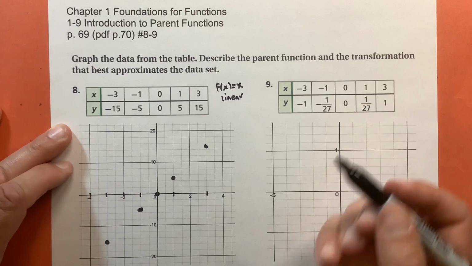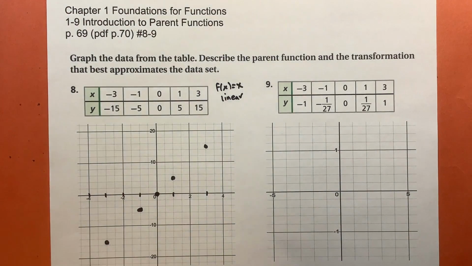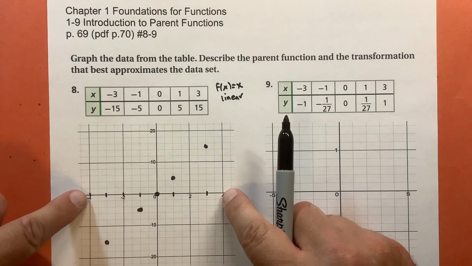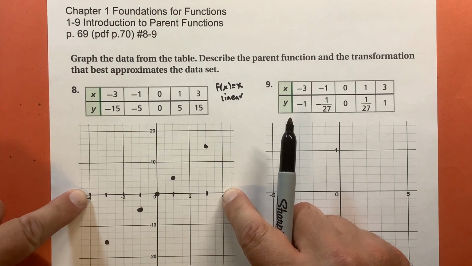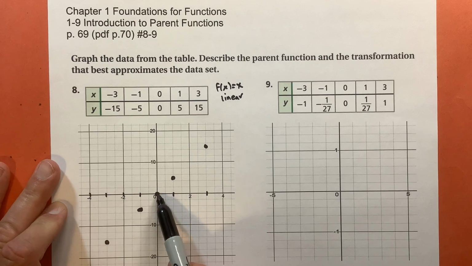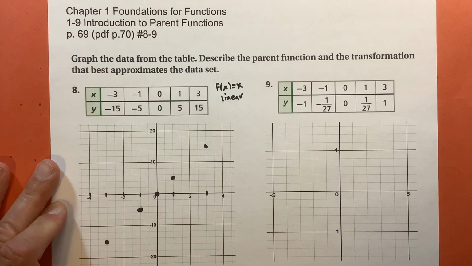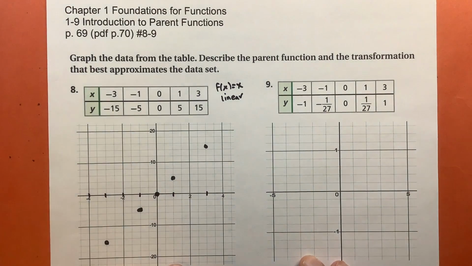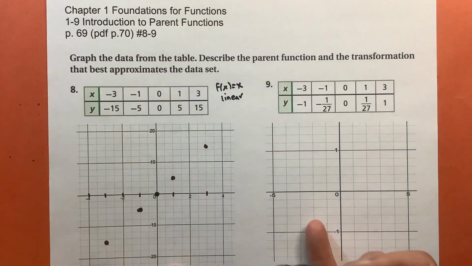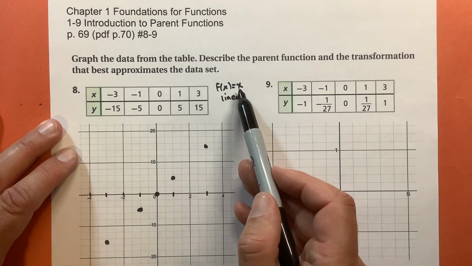And what transformation? It's kind of hard to see because of the way I scaled this out so I could put it all in the same graph. It's kind of hard to eyeball the slope. I'm going 4 squares to get to 2, but I'm going 5 squares to get to 10. So I've adjusted the scale. But I do know that the parent function would be just x.